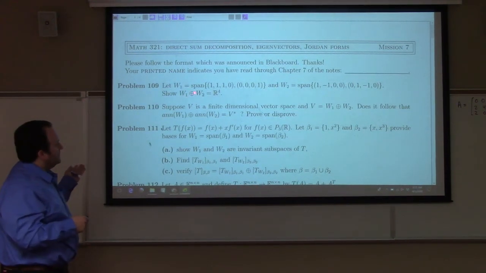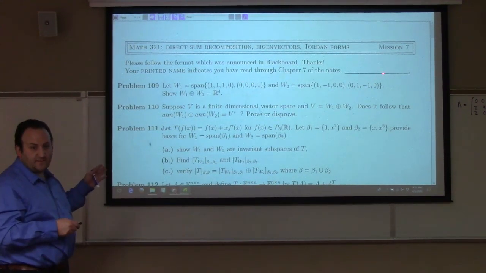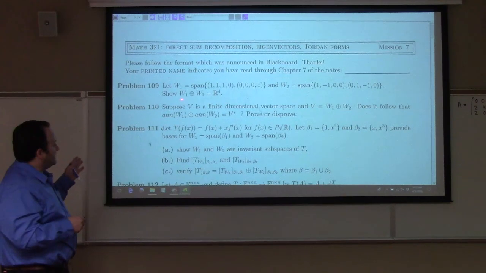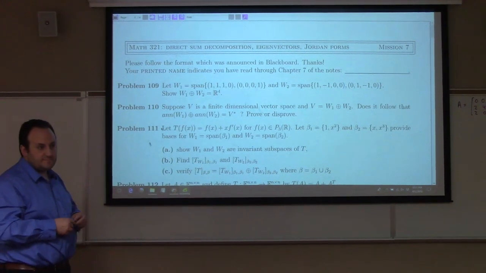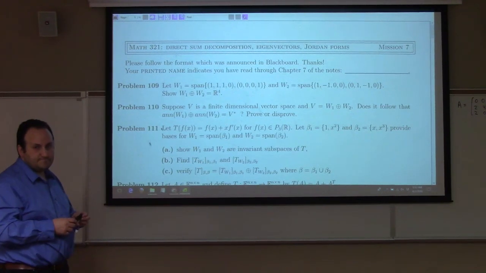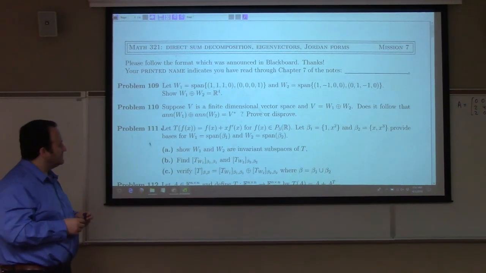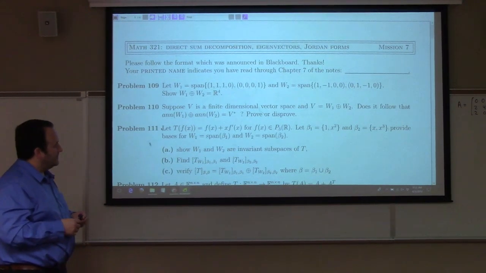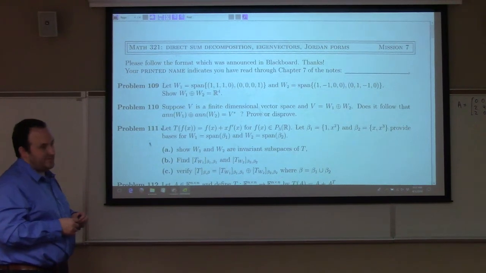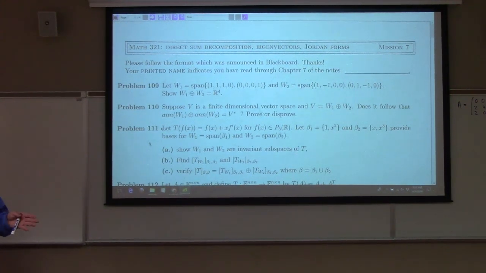This one, you've got a two-dimensional subspace of R4, another two-dimensional subspace of R4. You're supposed to show that the direct sum of W1 and W2 is R4. How would you do that? Right. Intersection 0. That would be it, by the definition: to show that their sum is R4 and that the intersection is 0. Very good.